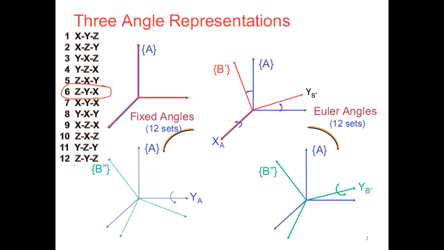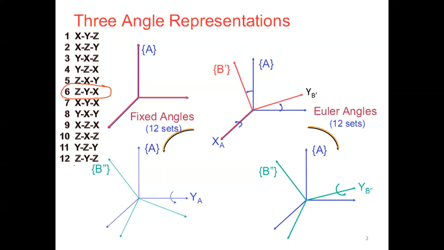ZYX. Around Z axis, around Y axis, and then around X axis. So you get different angles, right? So Z axis is usually yaw. Then comes Y axis, it's pitch. X axis, roll. It's a yaw, pitch, roll kind of thing.